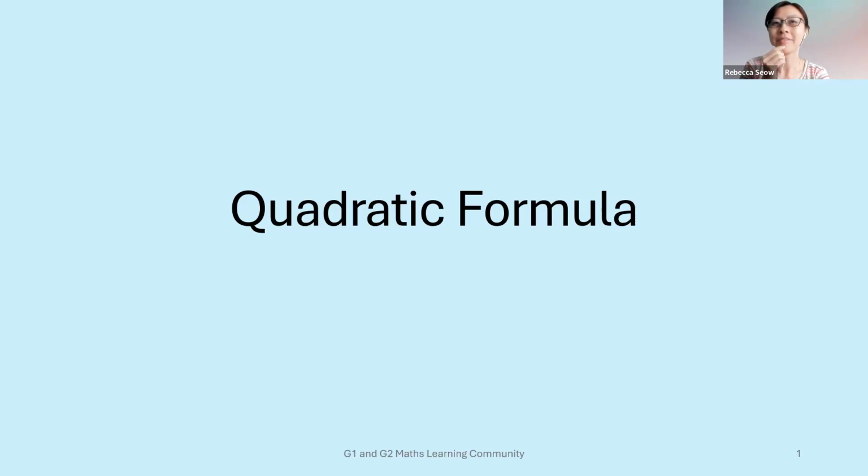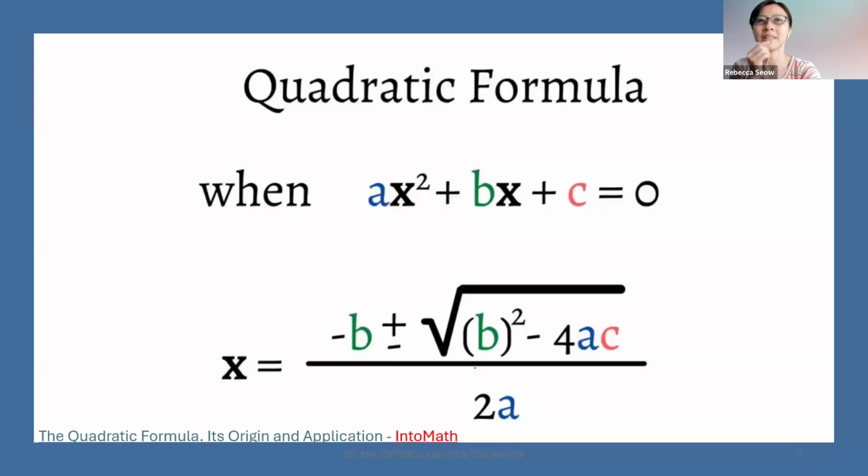Today, I'll be having a short clip to talk about the quadratic formula. So let's get started. What exactly is the quadratic formula? I would like to show you what this formula comprises. Taking a look at this slide, the quadratic formula is a formula that is applied when we have a quadratic equation. Okay, so how does a quadratic equation look like?